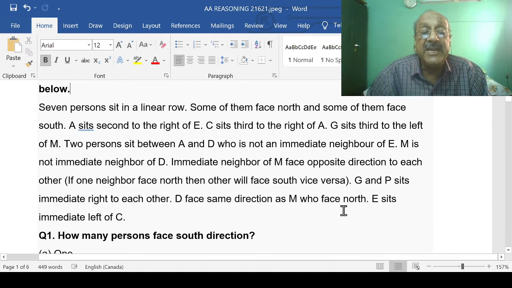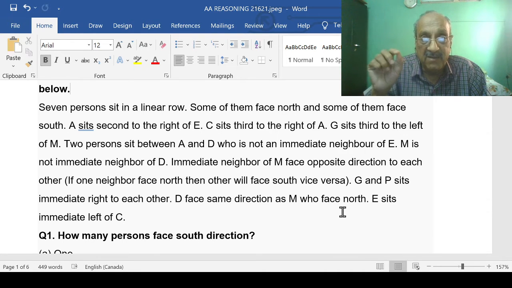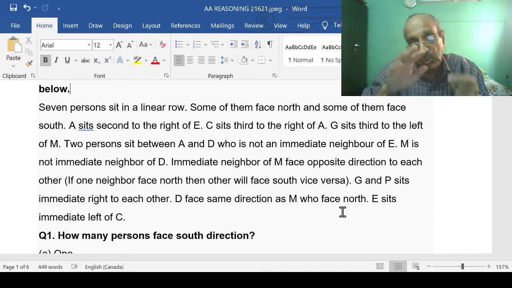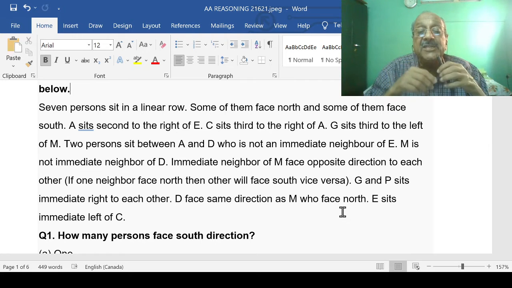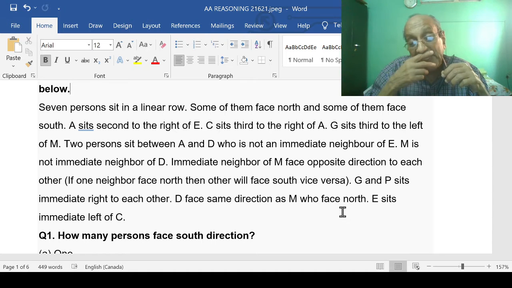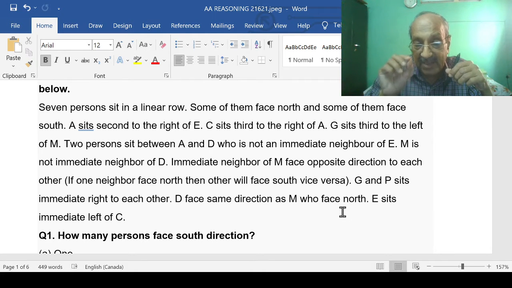G and P sit immediate right to each other. This is an important signal. G and P sit means each one is sitting in the opposite direction, looking at the opposite direction. D is facing same direction as M, who is facing north. Now only we are getting some information. This is the only first information given. M is facing north. E sits to the immediate left of C.